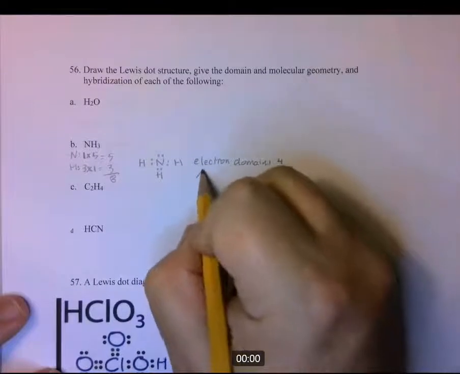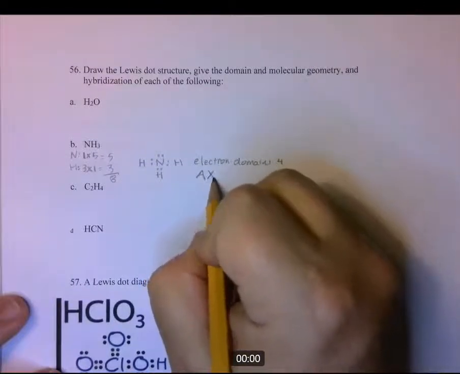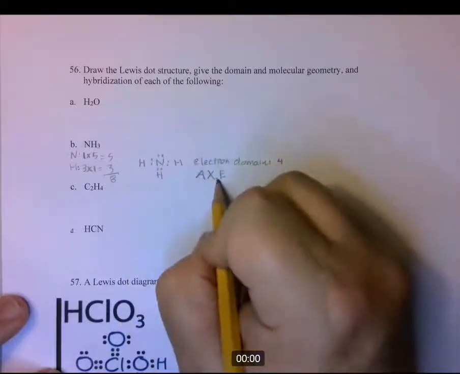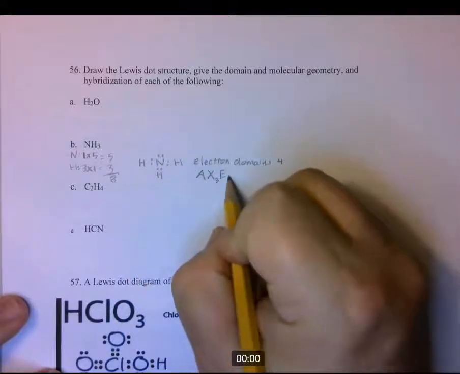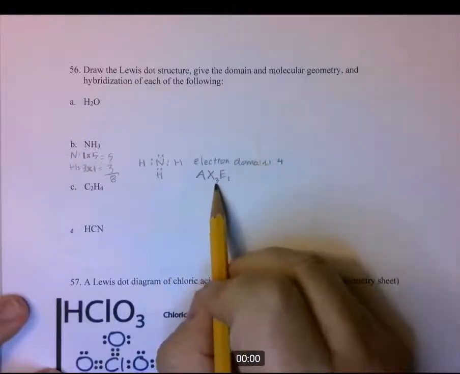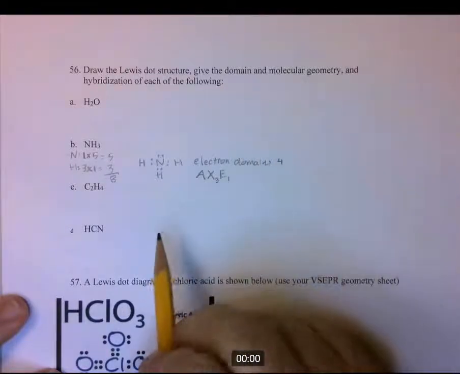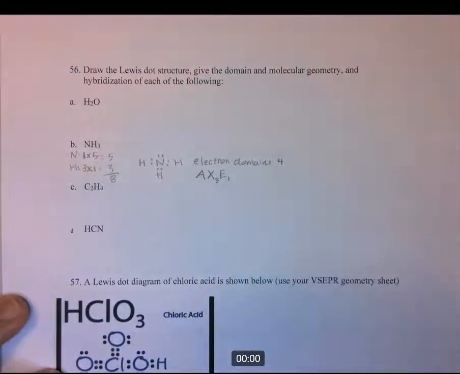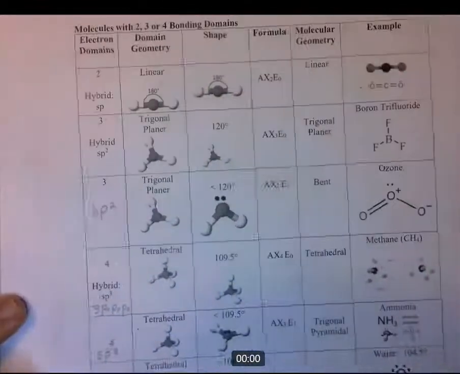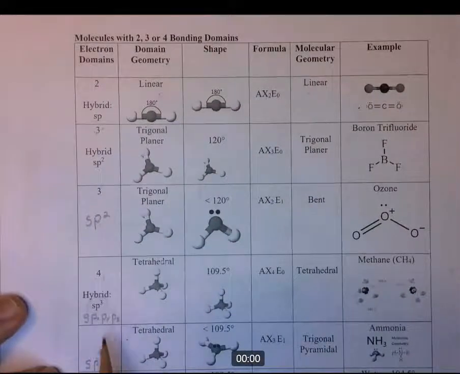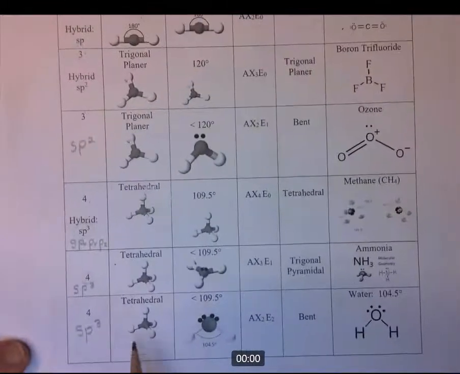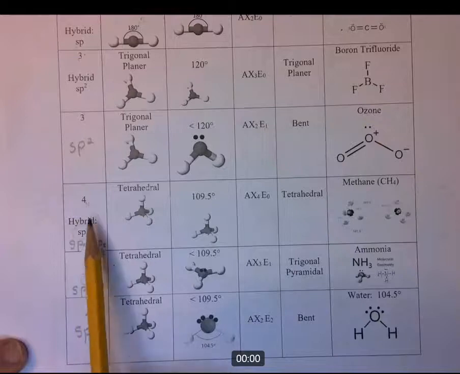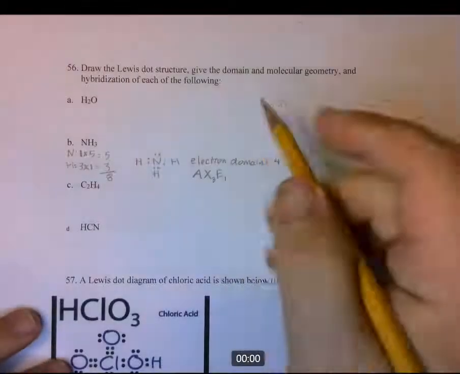Okay, and write the AX notation. So there's 1, 2, 3 bonding domains, and there's 1 non-bonding domain. So the number of electron domains is simply always the sum total of the X and the E subscript. Whatever that adds up to, that's the electron domains. If you pull your VSEPR sheet open, anything with 4 electron domains, it doesn't matter what the AX notation is, if it has 4 electron domains, it's sp3.